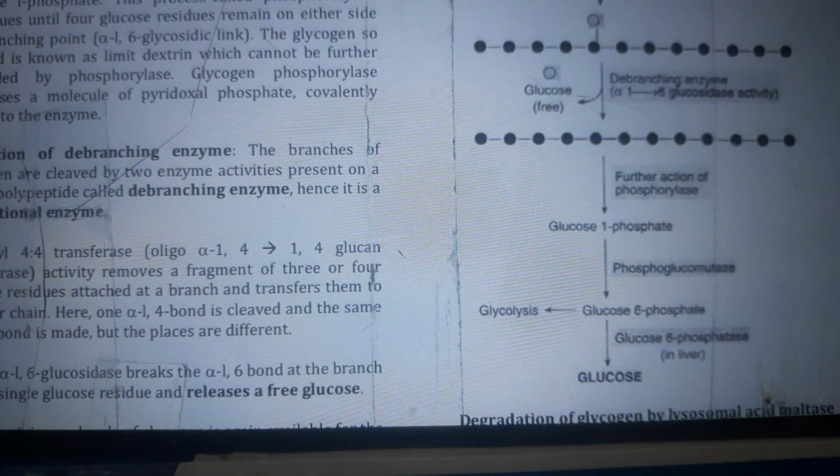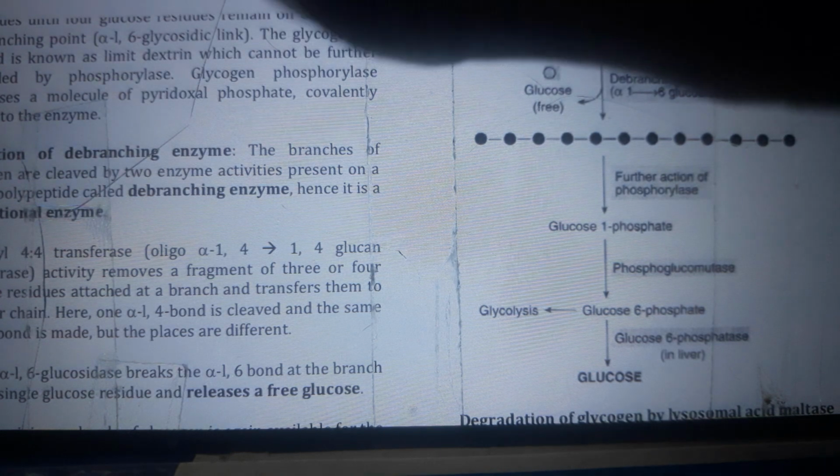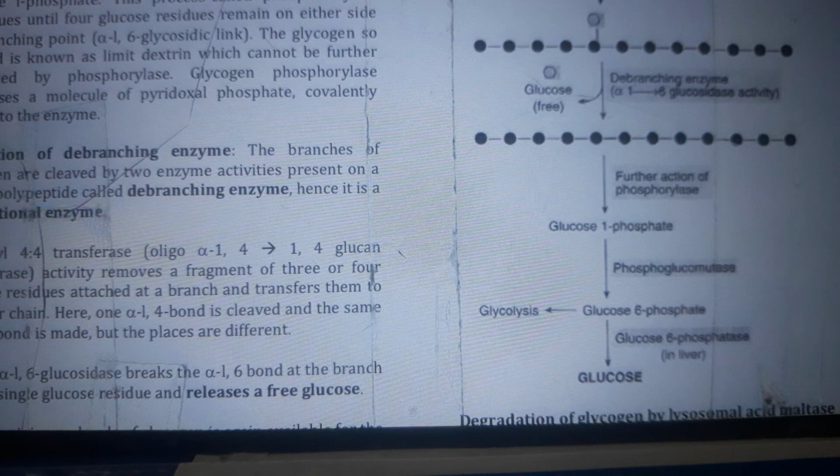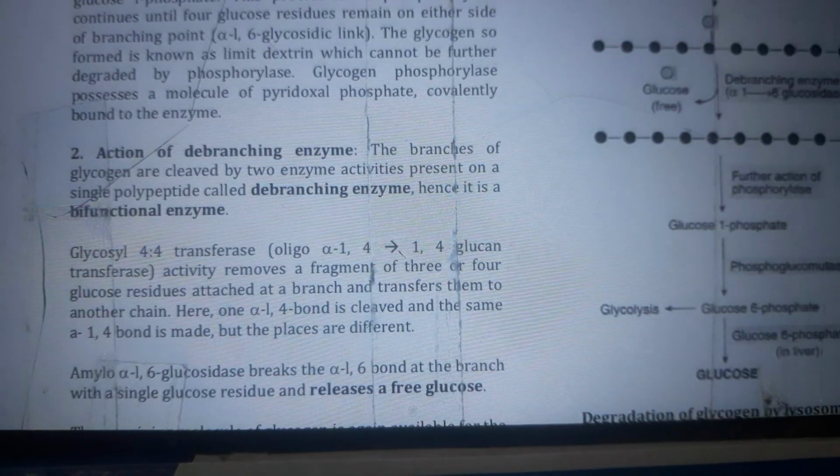The action of glycogen phosphorylase: the alpha-1,4 glycosidic bonds from the non-reducing ends are cleaved sequentially by the enzyme glycogen phosphorylase to yield glucose 1-phosphate. This process, called phosphorolysis, continues until 4 glucose residues remain on either side of the branching point alpha-1,6 glycosidic link. The glycogen so formed is known as limit dextrin, which cannot be further degraded by phosphorylase. Glycogen phosphorylase possesses a molecule of pyridoxal phosphate covalently bound to the enzyme.